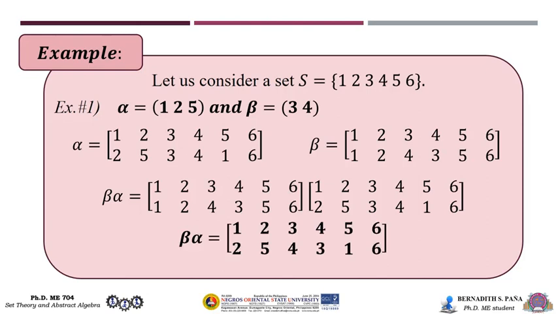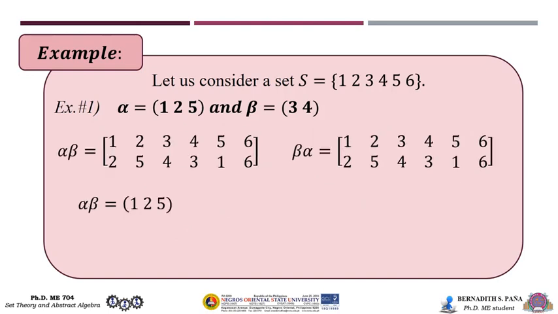So we have here 1 maps to 2, 2 maps to 2, that's why we have 2, 2 maps to 5, and then 5 maps itself. We have here 5, 3 maps to itself, and then 3 here maps to 4, that's why we have 4, 4 maps itself, and then 4 here maps to 3, that's why we have 3, 5 maps to 1, and then 1 here maps to itself, so we have here 1, and then 6 maps itself. As you can see, alpha beta is equal to beta alpha.